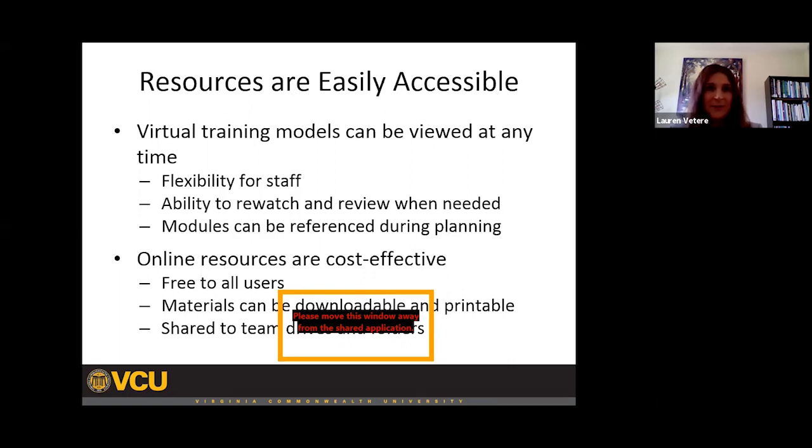So along with that flexibility, online resources are cost effective. Noel briefly mentioned this, but the materials can be free to all users and they can be downloadable, they can be printable 24/7. So folders, workbooks, binders can be printed or made for the teams, but resources can also be shared to team drives and folders as well.